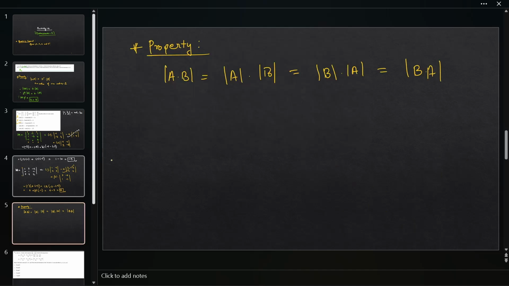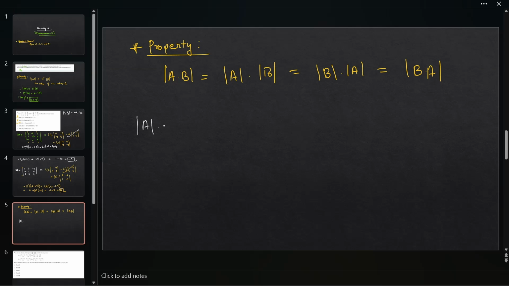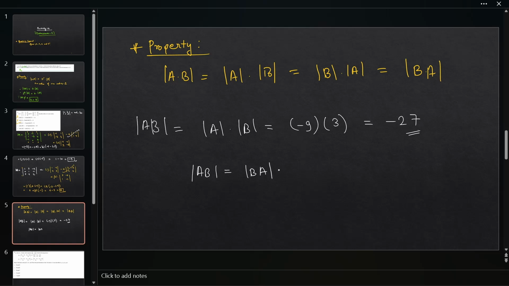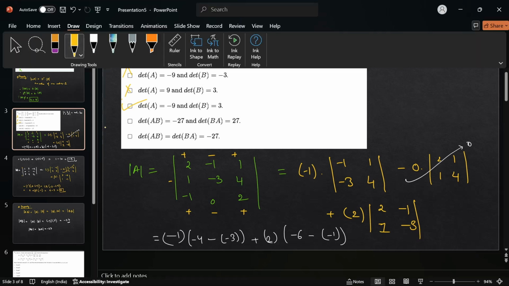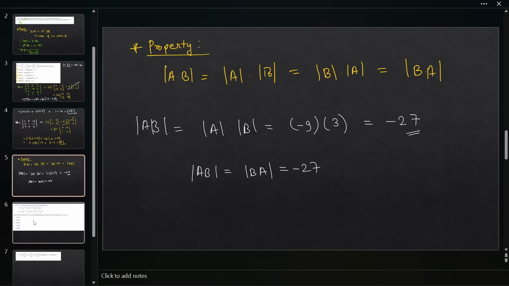So here, if we want to find the determinant of AB, it's going to be determinant of A into determinant of B. We saw the determinant of A was minus 9, the determinant of B was 3. So minus 9 into 3 is going to give us minus 27. So overall we have determinant of AB is equal to determinant of BA is equal to minus 27. So let's see which of the following options is correct. Here AB is minus 27 and BA is also minus 27. So this was our question 2.